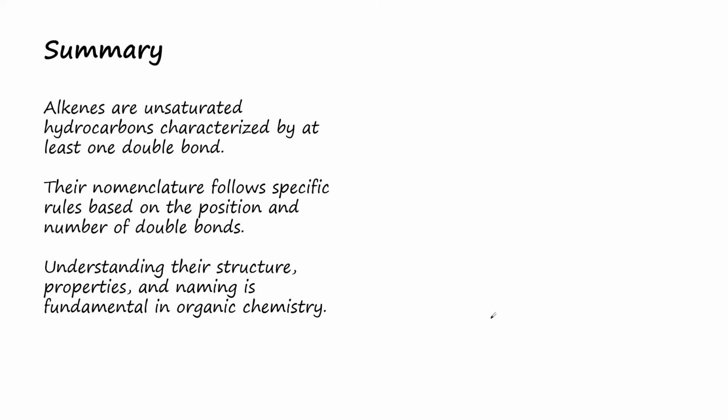So in summary, alkenes are unsaturated hydrocarbons characterized by at least one double bond, and their nomenclature follows specific rules based on the position and the number of double bonds. Understanding their structural properties and naming is fundamental in organic chemistry.